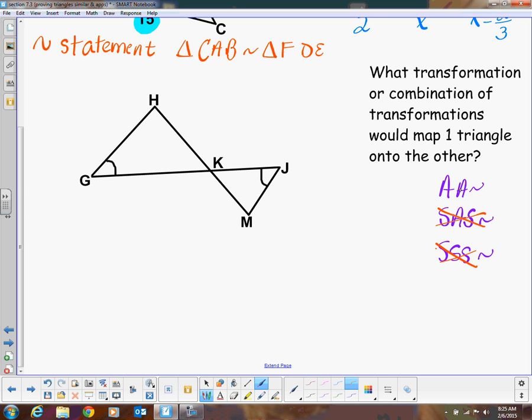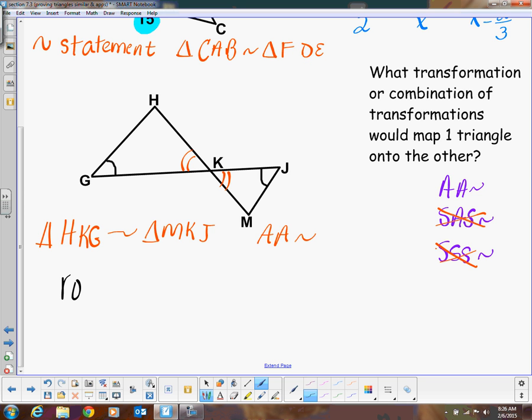However, angle, angle requires 2 of them. Vertical. Do we have it? Yeah. All right, so then we're going to say triangle HKG is similar, what to what triangle? M. Okay, what's the reason? Angle, angle, similarity. All right, so what's required to move one onto the other?